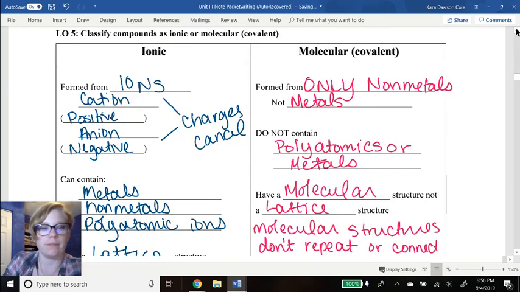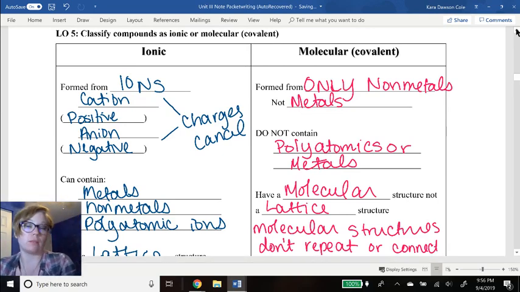That's learning objective 5, to classify compounds as ionic or molecular. So you're going to need to be able to, when given a compound, tell me if it's ionic or molecular.